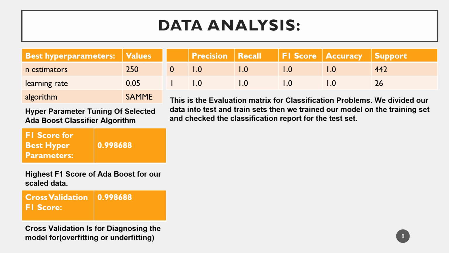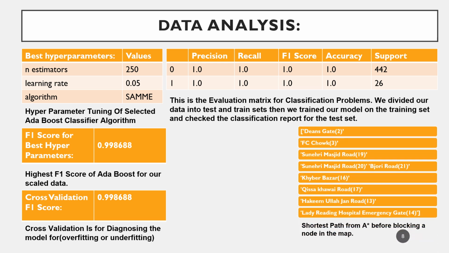Here you can see the precision, recall, F1 score, accuracy, and support of our model when we trained our data, and after that we tested our data on the test set. After that we get these values of precision, recall, F1 score, accuracy, and support.